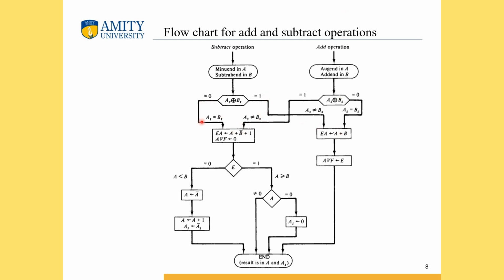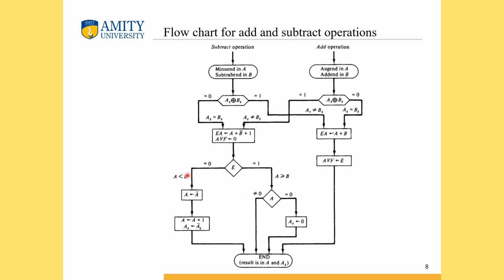And then we have 0, a equals to b. Okay, a is equal to b, so we do the complement addition, 2's complement addition. AVF is set to 0, and then we compare the E bit, that is the carry. If it's 1, that means a is bigger than b. So if a is 0, then we set a 0. If a is not 0, this will be the final effect of the output.